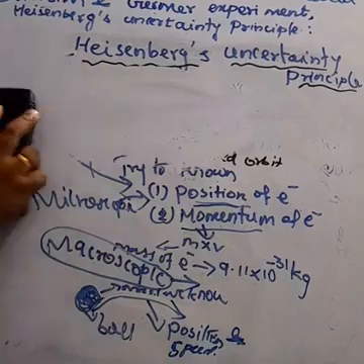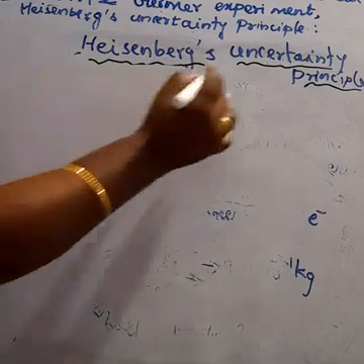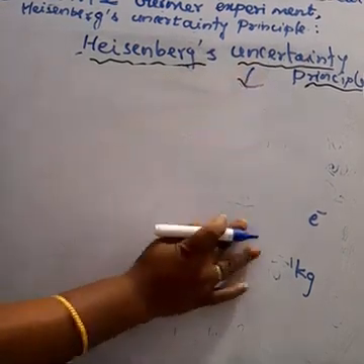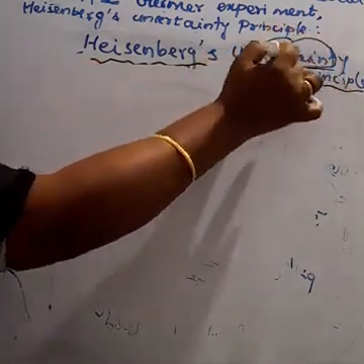What do we mean by uncertainty? Uncertainty means not accurate. Certain means particular. Uncertain means not accurate.